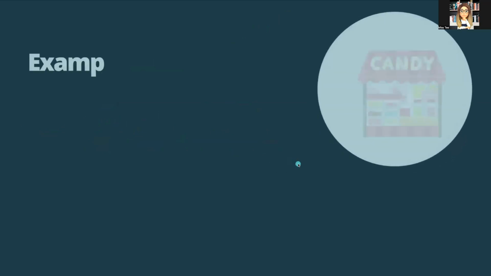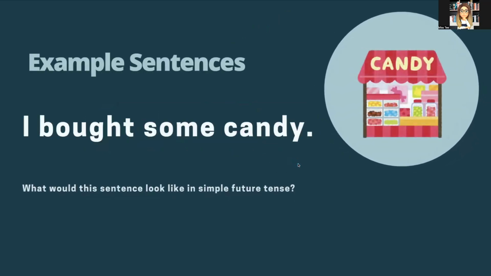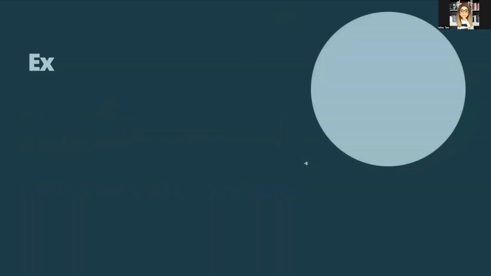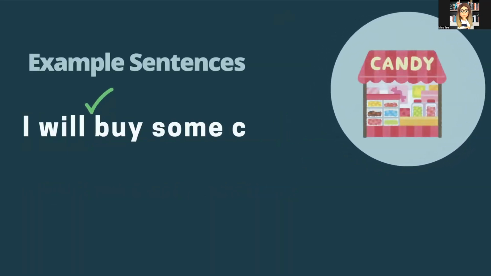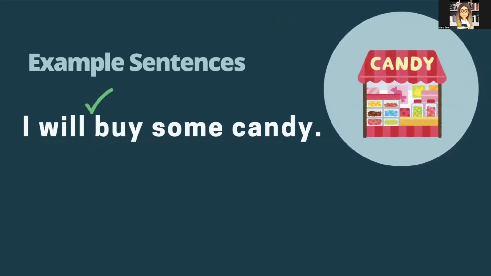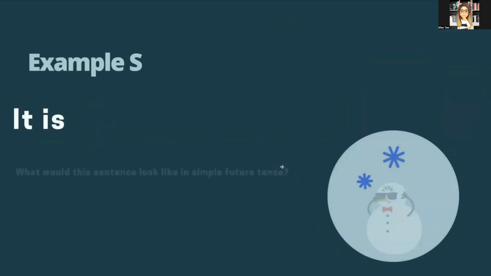Let's look at another one. I bought some candy. Now we have "bought." Bought is an irregular verb. Bought, this is the form of the simple past tense. So this sentence is in simple past tense. How do we change it so it is in the simple future tense? I will buy some candy. So that is in the simple future. Let's do our last one.